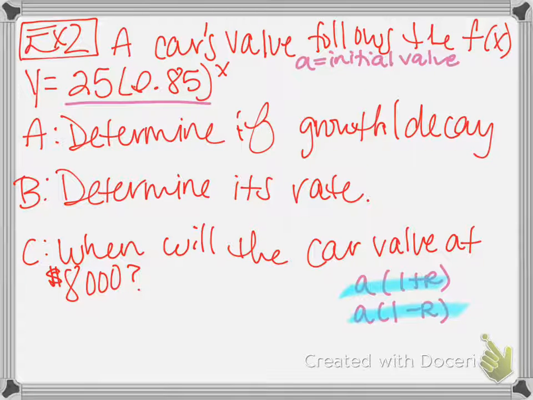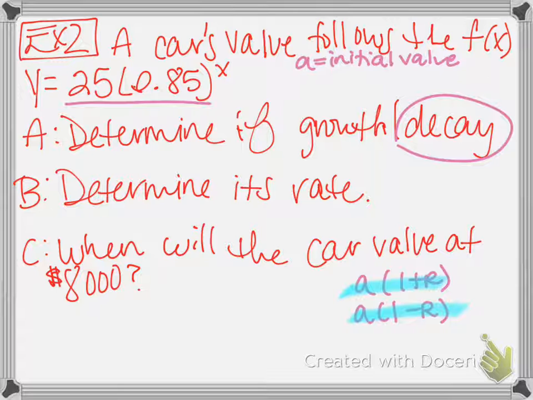A, determine if it's growth or decay. All right. We know that B is associated with X, so we know that since 0.85 is less than 1, it's going to be decaying. It's going to be decreasing. And that makes sense because in the real world, when you take a car off the lot, the price or the value decreases. So we know that to be true just practically.